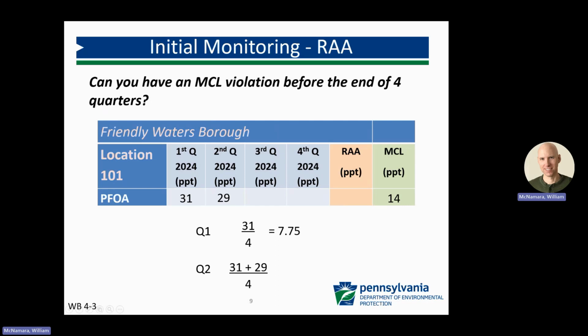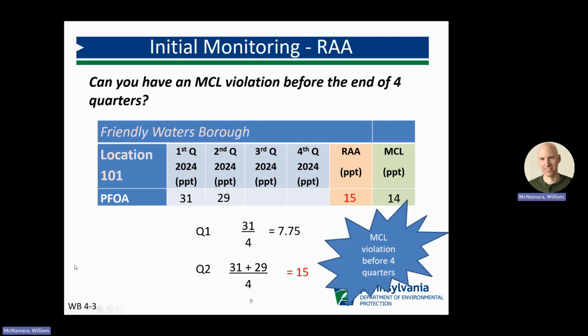Here we get our second quarter of data. You can see that it's 29, and the 29 is added to 31 and still divided by 4. Well, now what do we get? Well, that is 15. And that is actually greater than the MCL already. Even if the next 2 quarters were non-detect or 0, that wouldn't change this, and it would still be 15. So any kind of results would still be over the MCL there.